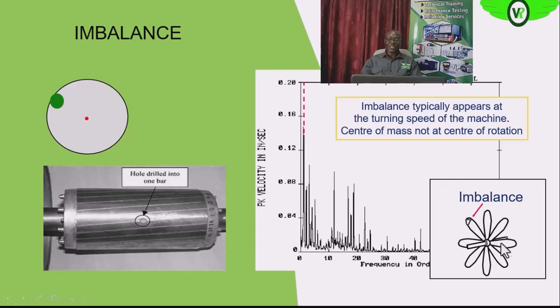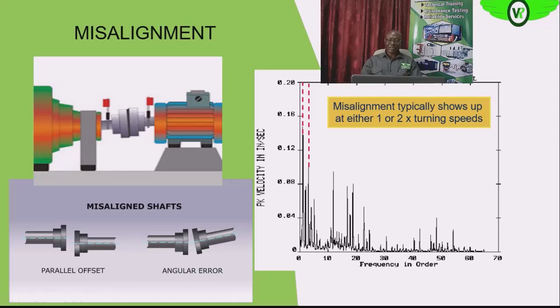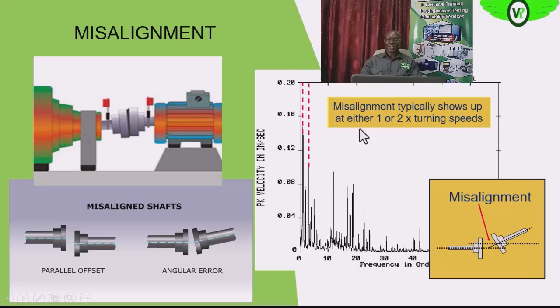So if it is a fan that is driven, the same thing. If the imbalance is on the fan, you also see it at 1 times RPM. Misalignment too, as you can see, you see it at 1 or 2 times the turning speed. Misalignment is when the center of each of the shafts does not coincide with the center of rotation of the shaft. So we have angular and offset misalignment. The one on the left is the offset misalignment, and angular misalignment is on the right.